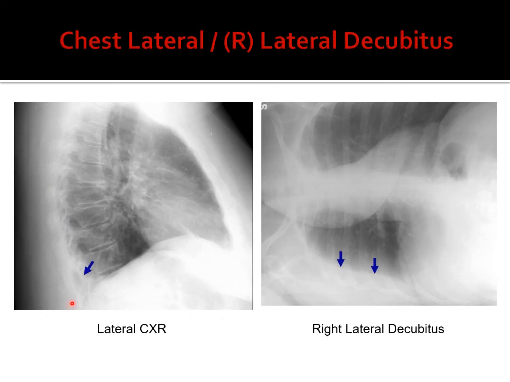Chest lateral view here, you can see the posterior gutter blunting here. You do not see the sharpness of the posterior gutter, and also in the right lateral decubitus view, you can see that ribbon-like density, which even just 5 ml will be enough to manifest as positive.